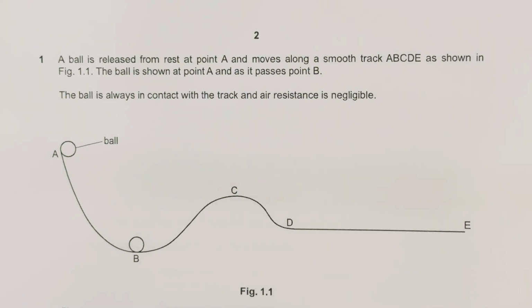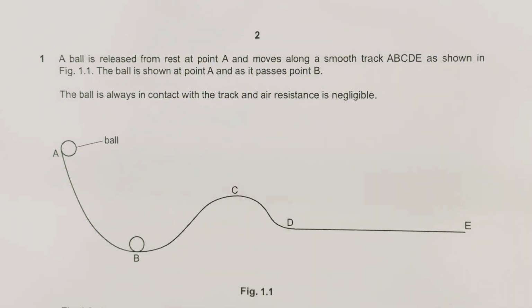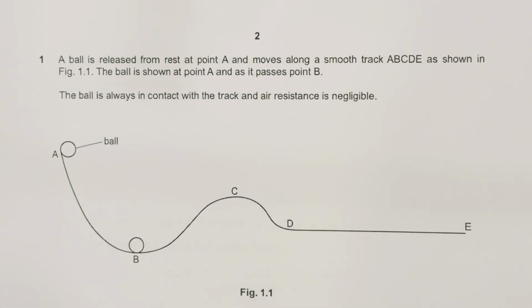Okay, question number 1 is that a ball is released from the rest at point A and moves along a smooth track A, B, C, D, E as shown in the figure 1.1. The ball is shown at point A and as it passes point B. We can see A, B, C, D. From A to B we know that object will accelerate, and from B to C it moves, and C to D it will again accelerate, and D to E it will move with constant speed.